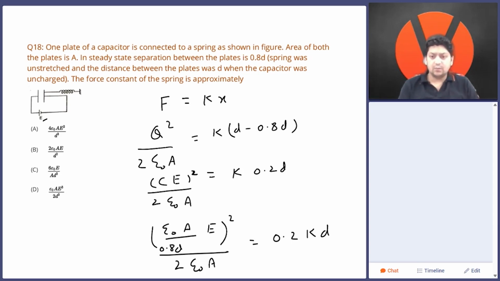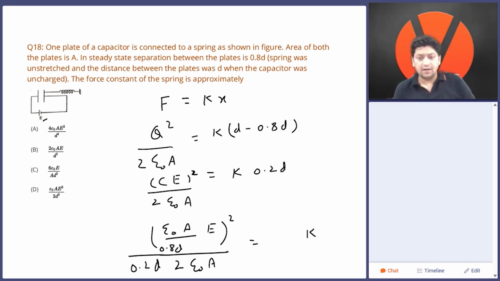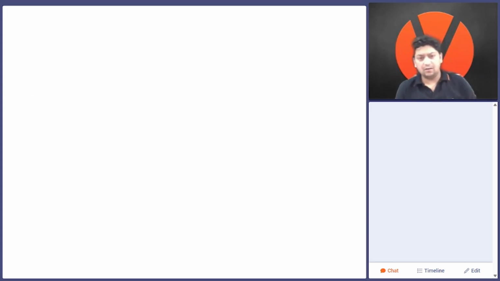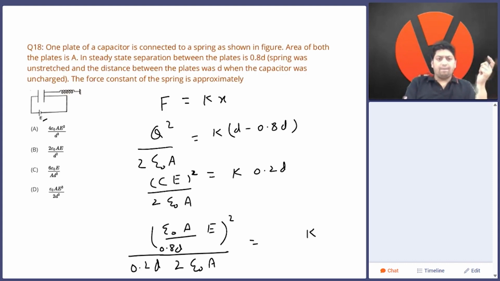Let's move this 0.2 D to the other side, and just now a little mathematical manipulation has to be involved, right? And the value of K we can easily get, 4 into 0.64, so 0.64 into 0.4, epsilon naught will be there.